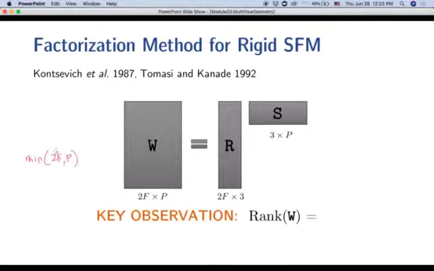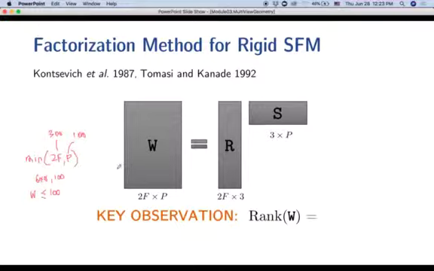Okay. Now I took the example that F is, let's say, 300 and P is, let's say, 100. I have 100 points in a 300 frame video. So what do I have? I have min of 600 or 100. So the rank of W can be at max, it's really less than or equal to 100. If W is a full rank matrix, in this case, full rank would mean a rank of 100.